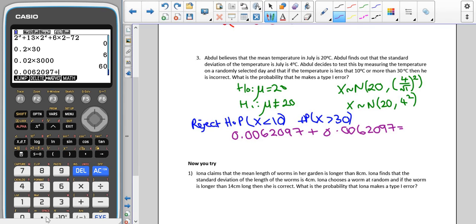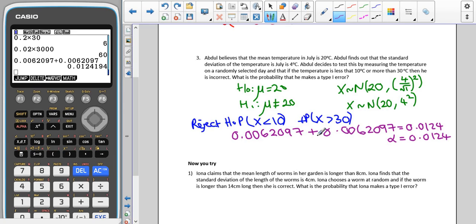And then we can add these together in the normal part of our calculator, 0.006297 plus 0.006297, and that gives us 0.0124 to three significant figures, and that would be our alpha.